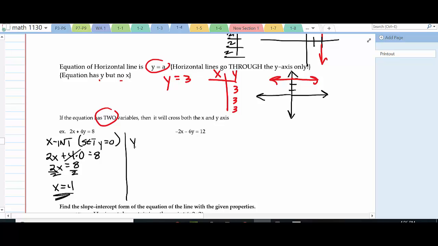And then if you do a y-intercept, what you do is you just set x equal to 0. And if you do that, you would have 2 times 0 for x plus 4y equals 8. That would be 4y equals 8. Then if you divide by 4, that's going to give y equals 2. Okay, so that's what you do. Now, you can do this in your head. And I like to show students this usually because it's really easy to do in your head.